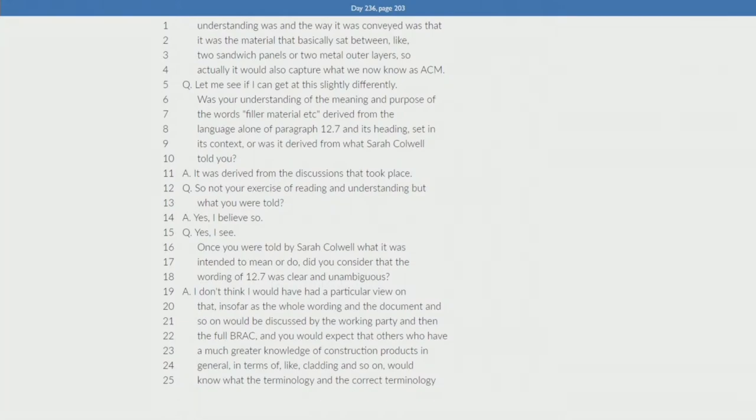Now, you, I think, also said yesterday, if you look down a little bit lower down, that your understanding of diagram 40 was that only the core of a panel had to be of limited combustibility, but not the surface, which could remain class naught or Euro class B. Yes. Yes. Can you tell us what language, what words in diagram 40 led you to that conclusion?